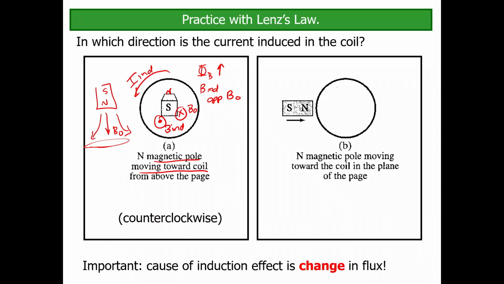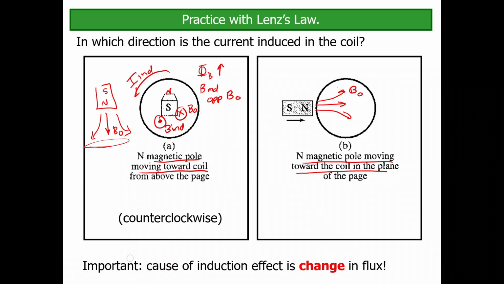All right, so I'm assuming you've tried this yourself. In this case, we've rotated the magnet. Our coil there is still into the page, but now we have our north magnetic pole moving towards the coil in the plane of the page. So instead of going from top down into it, it's going to the side. On this one, our magnetic field, B0, is pointing towards the right.